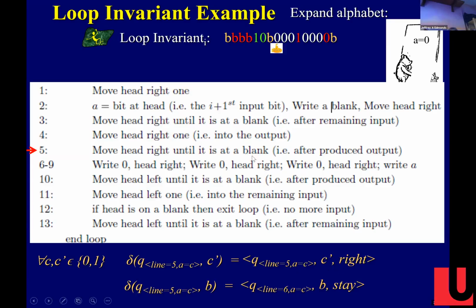If it is a blank, well, then I'm going to drop out of this little mini loop, right? This is sitting in a little mini loop. I'm going to drop out of this mini loop and go to line 6. It just says go to line 6 and stay there. All right, that's it.